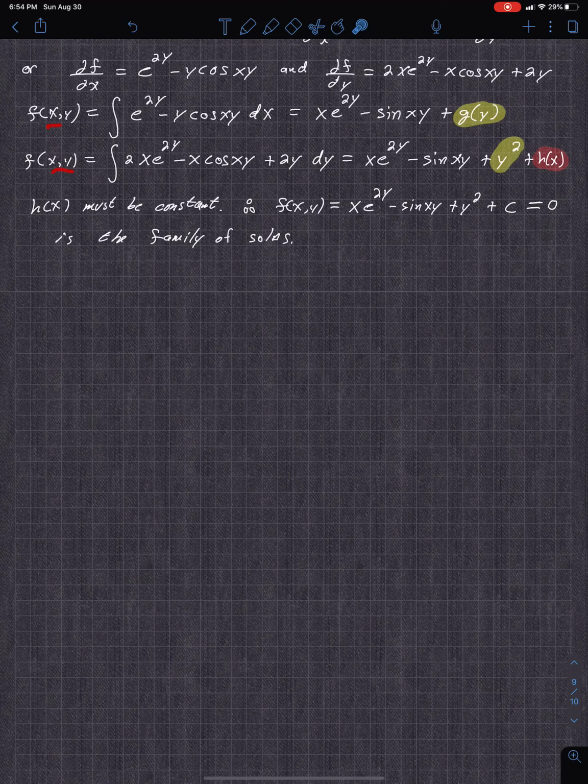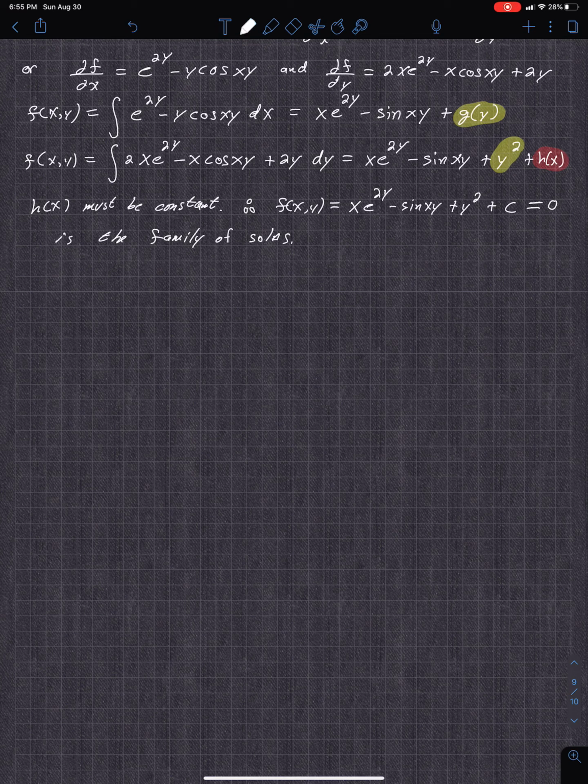I'm going to integrate both of them, and you get this, and then you just compare. You compare what your g of y must be, and your h of x must be. Once you compare it, then you just line them up. But you got to put it in this form. So this form set equal to 0, and it doesn't matter whether it's set equal to 0 or set equal to the constant. That's just the form. So that's the family of solutions when you say f of x y equals 0.